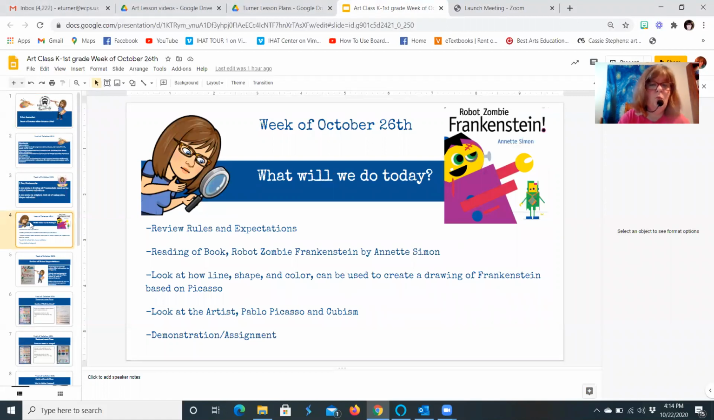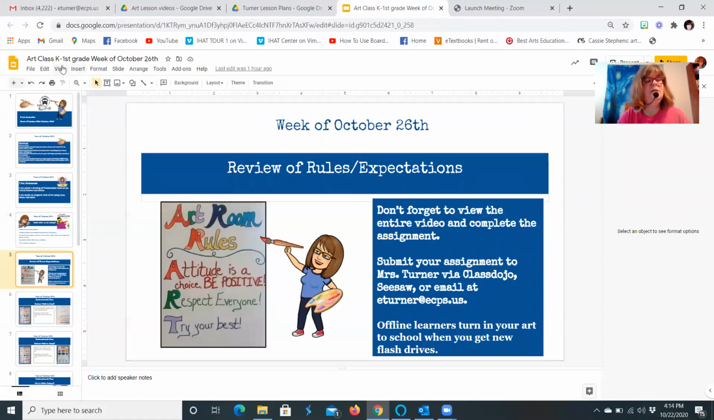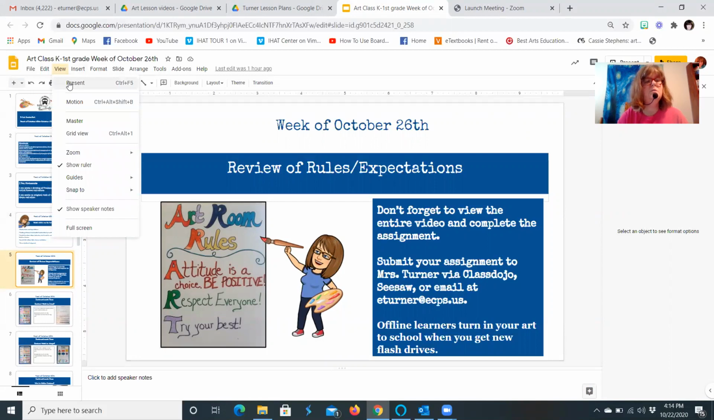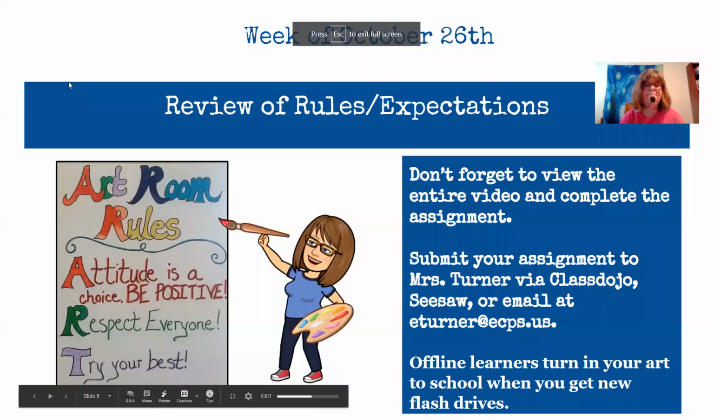Okay. What will we do today? We're going to review the rules and expectations of a reading of the book Robot Zombie Frankenstein by Annette Simon and look at how line, shape, and color can be used to create a drawing of Frankenstein based on Picasso. And we're going to look at that artist and Cubism. And there's a quick demo, and then you're off to create some art for me. Okay, let me get this up a little bit larger so we can actually see it.